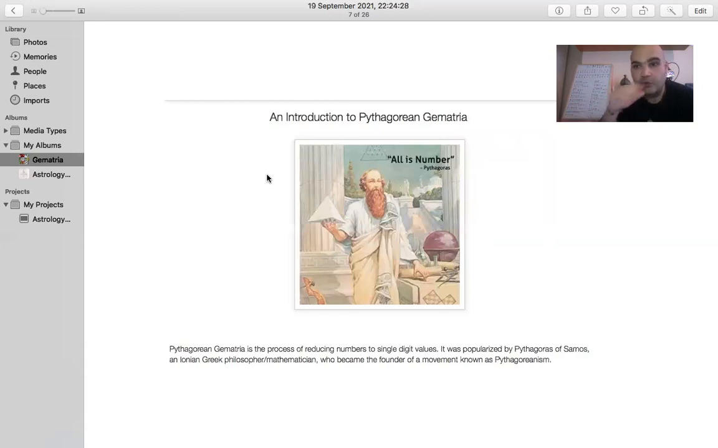So moving on, I'm going to talk a bit about Pythagorean gematria, which is actually the same as English gematria, but instead of using 1 to 26, they use 1 to 9, and then it goes back to 1. But obviously, I'll show you the diagram so you'll get a clearer idea of what I'm talking about. So an introduction into Pythagorean gematria. Pythagorean gematria is the process of reducing to single-digit values. It was popularized by Pythagoras of Samos, an Ionian Greek philosopher and mathematician who became the founder of the movement of Pythagoreanism.